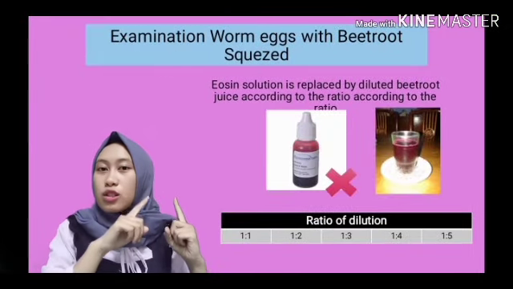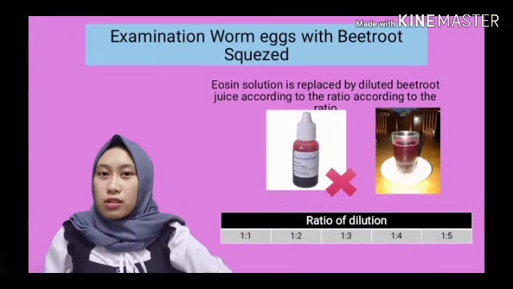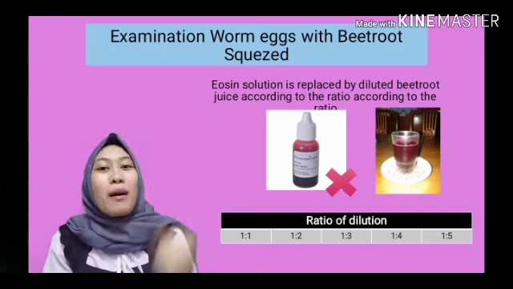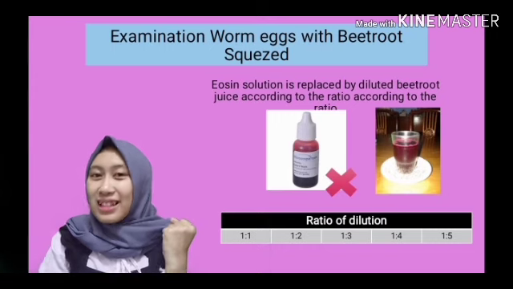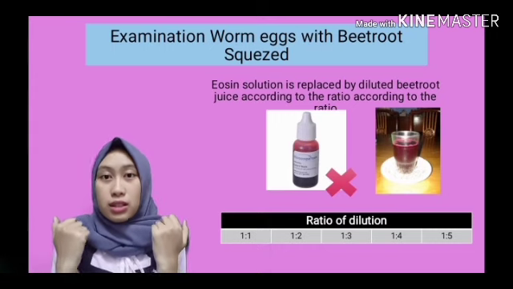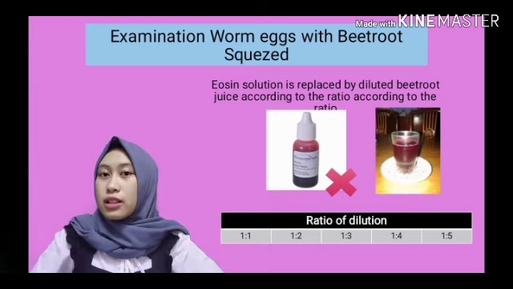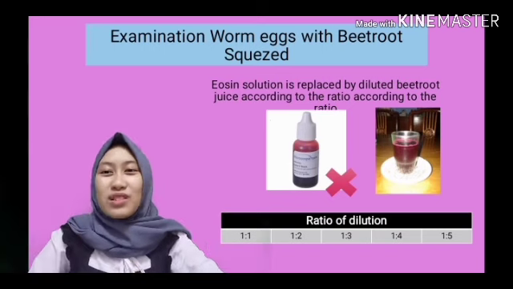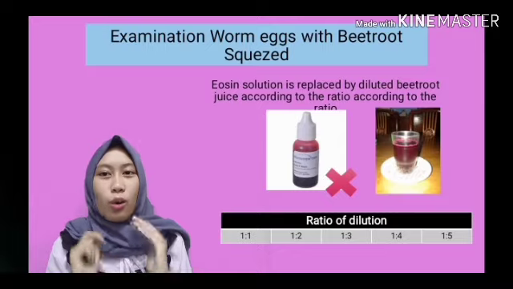Okay, let's go to our research method. The coloring is done like the control coloring, but the eosin solution is replaced by diluted beetroot juice according to the ratios 1:1, 1:2, 1:3, 1:4, and 1:5.